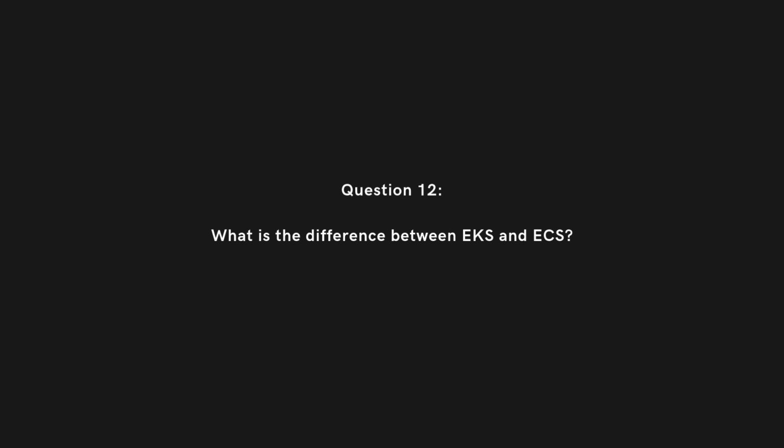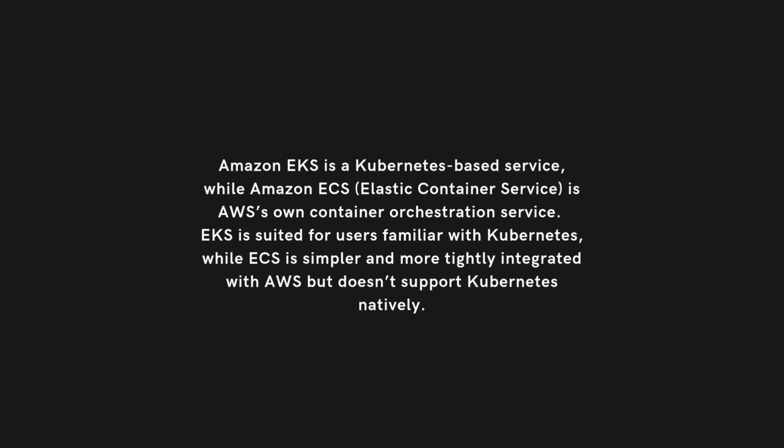12. What is the difference between EKS and ECS? Amazon EKS is a Kubernetes-based service, while Amazon ECS, Elastic Container Service, is AWS's own container orchestration service. EKS is suited for users familiar with Kubernetes, while ECS is simpler and more tightly integrated with AWS, but doesn't really support Kubernetes natively.